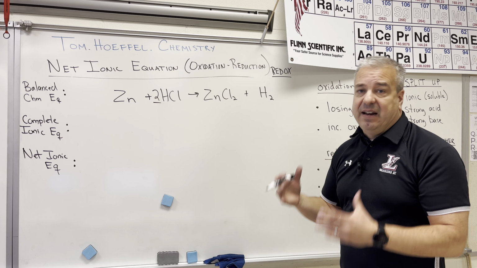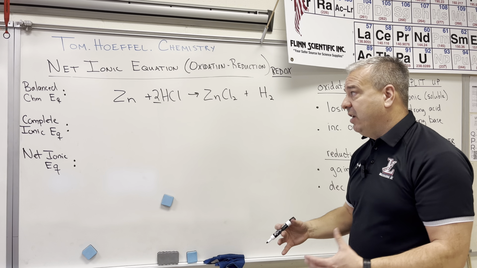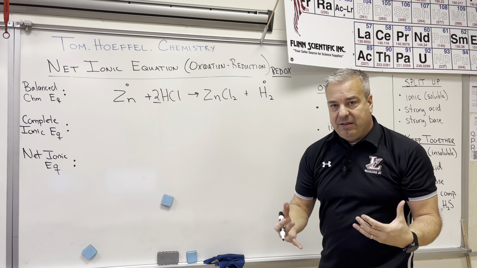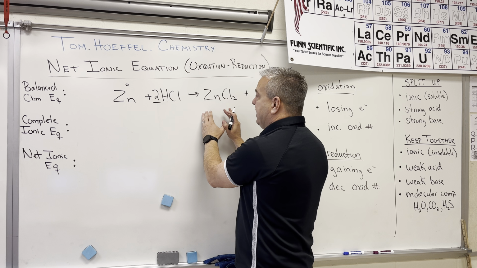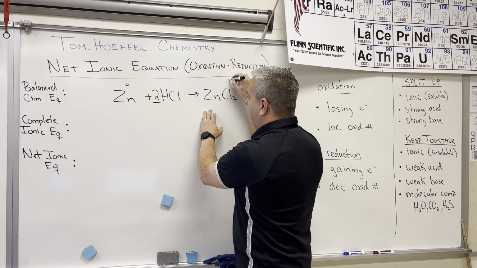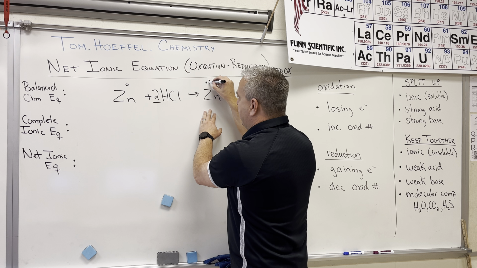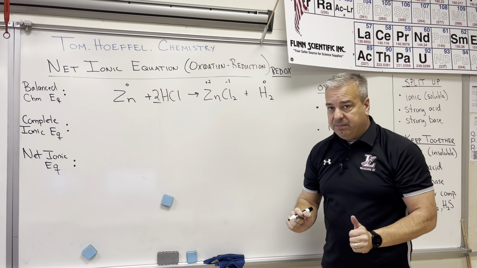Let's go ahead and assign oxidation numbers. Elements by themselves are always neutral. Now the compounds, we have to assign those oxidation numbers like I told you. No oxygen here, no hydrogen here, but we got the chlorine that's a -1. That makes the zinc a +2.